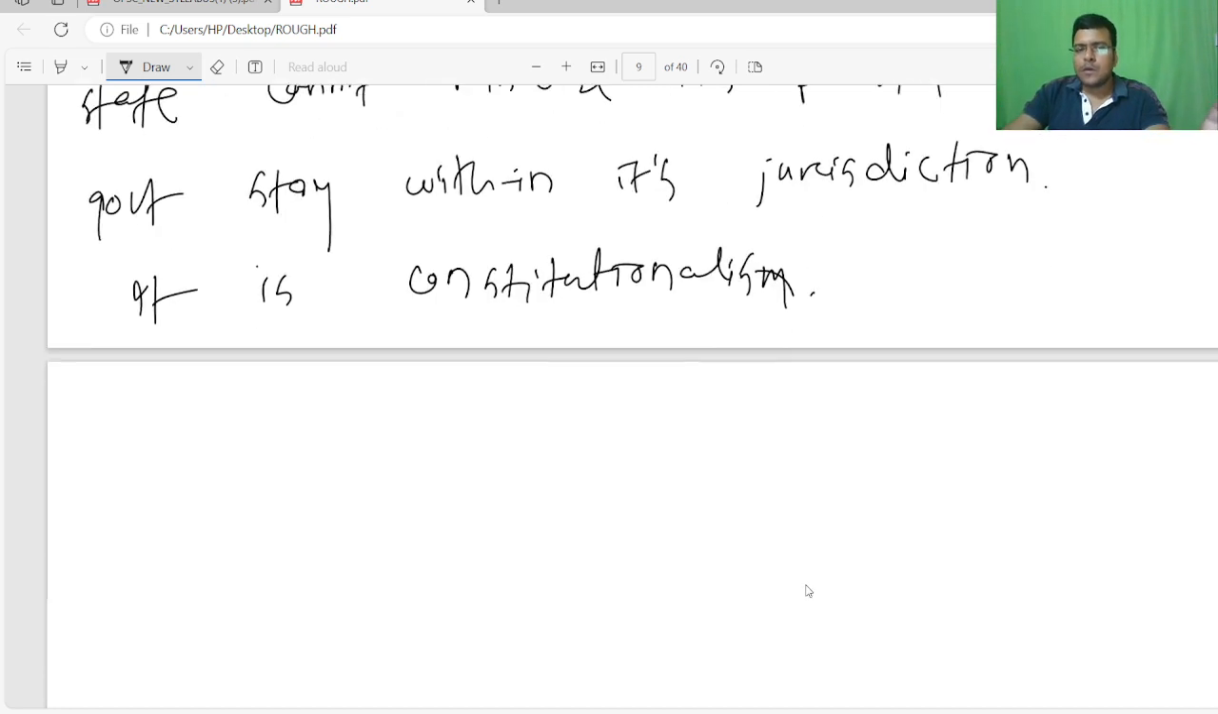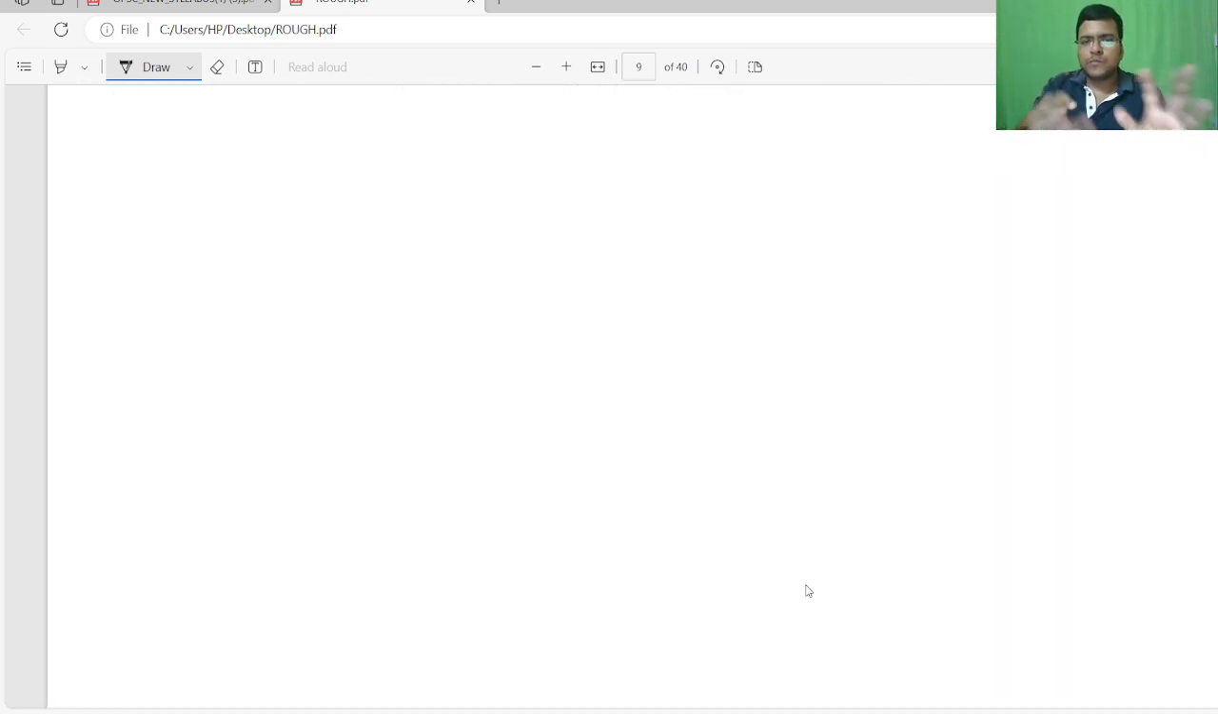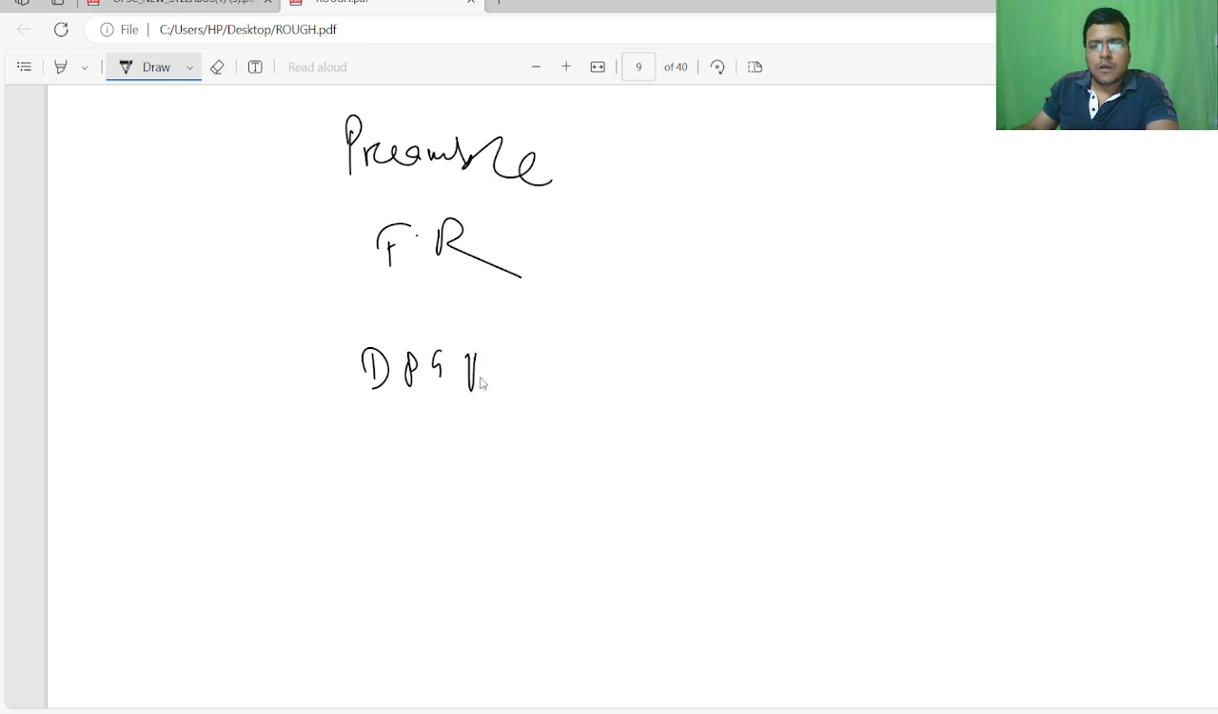So everyone clear, what is constitutionalism? The government functions under a set of law. The government functions according to the constitution, according to the rules, whatever is mentioned. For example, in the Indian constitution, the basic things: preamble, FR, DPSP. Every word of the preamble should be followed. The fundamental rights should be given to the citizen, and the government tries to implement the directive principles of state policy.